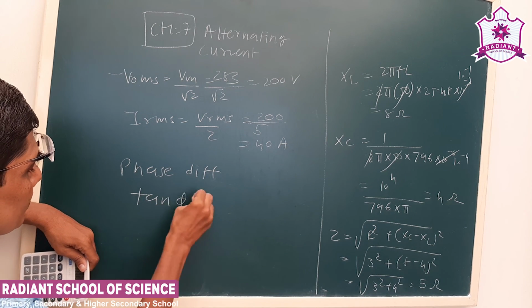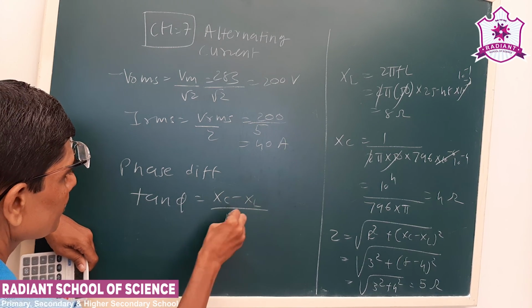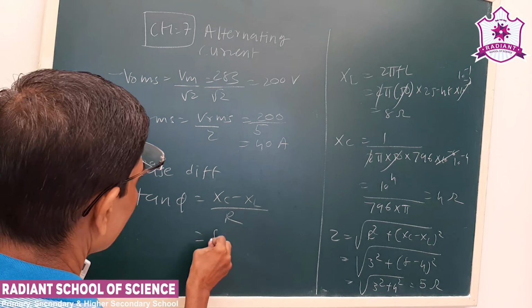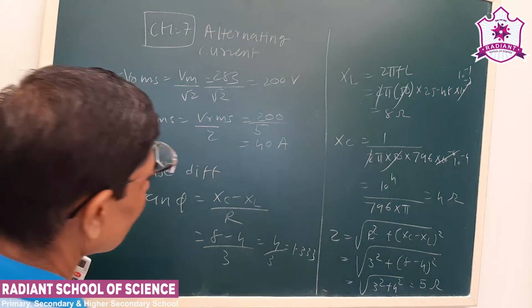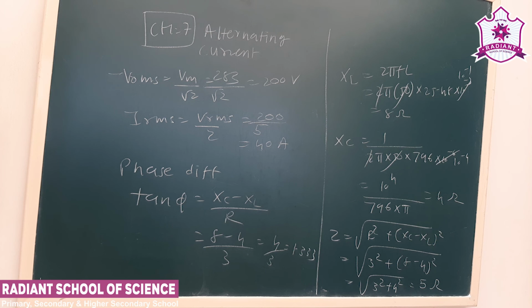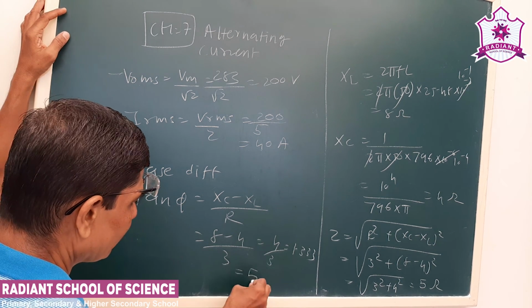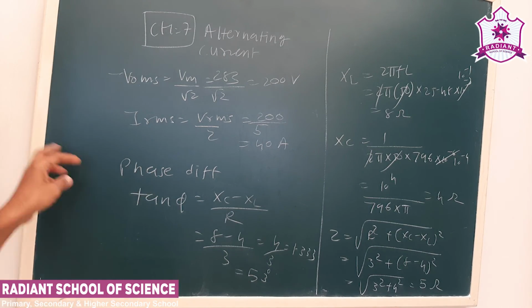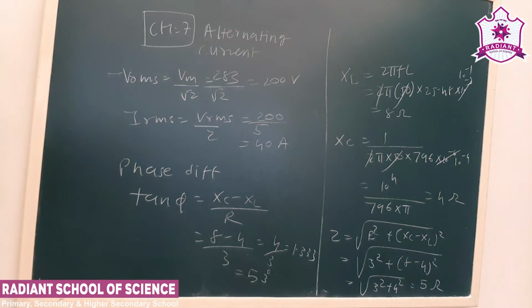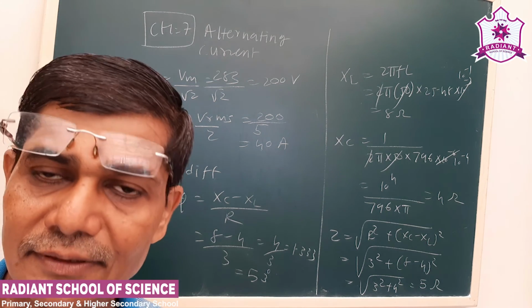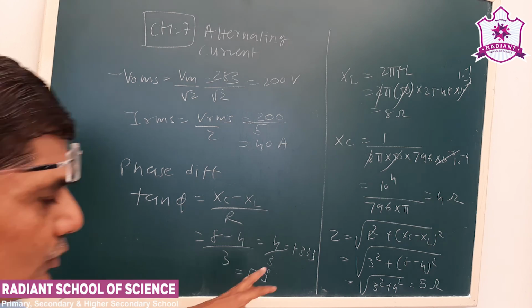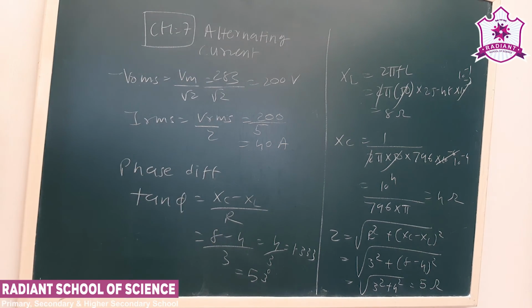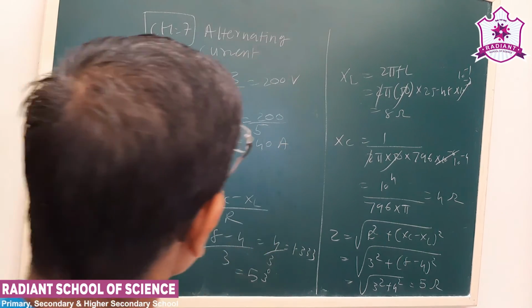Now see the phase difference. That is tan phi equals XC minus XL by R, 8 minus 4 by 3. You can see this in the natural tangent, so that will be about 53 degree. Now see here, XC is larger than XL, so that is a capacitive circuit we can say. That's why in the textbook they have taken a negative sign. Now IRMS we have calculated.